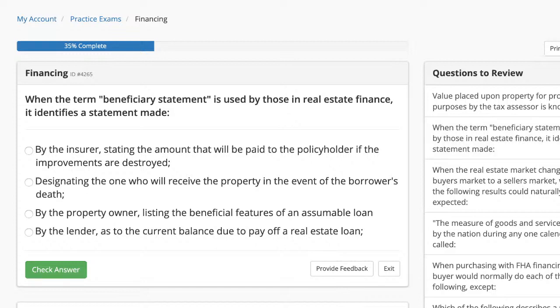Okay. Sorry that explanation was a little long-winded, but I thought it might be helpful. Okay, let's do the next question. When the term beneficiary statement is used by one of those in real estate finance, it identifies a statement made: A, by the insurer stating an amount that will be paid to the policyholder if the improvements are destroyed. B, designating the one who will receive the property in the event of the borrower's death. C, by the property owner listing the beneficial features of an assumable loan. Or D, by the lender as the current balance due to pay off a real estate loan.